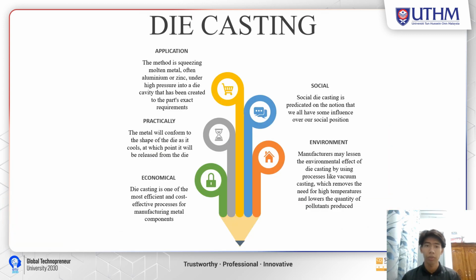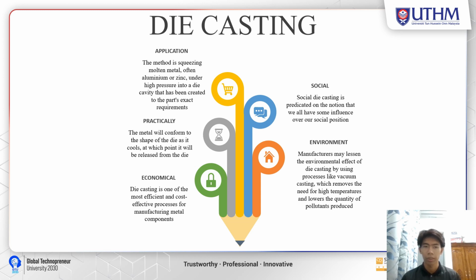So we continue with die casting. In this die casting, the first one is the application. The method is squeezing molten metal, often aluminium or zinc, under high pressure into a die cavity that has been cleared to part-exact requirement. So to make the piston, we put the aluminium or zinc in the mold and then we compress it with high pressure. So the piston will be formed.